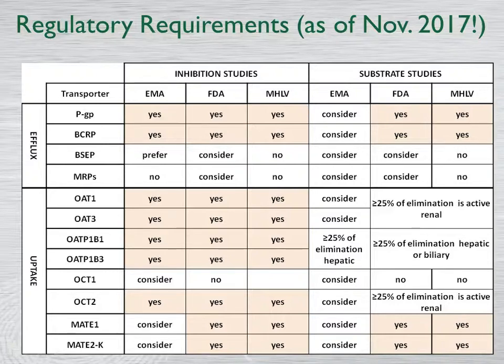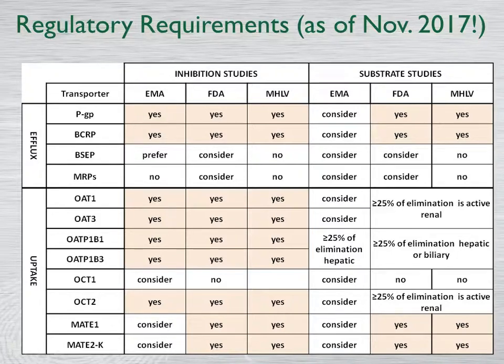Then we have other efflux transporters like MRPs. The EMA says for MRPs no. The FDA considers, which means yes. I think if you know the target and, for example, if there are liver efflux transporters involved, and you check PGP, BCRP, and you see that it's not a substrate, of course you need to go ahead with the other efflux transporters like MRP 2, 3, 4. Okay, then let us go ahead.